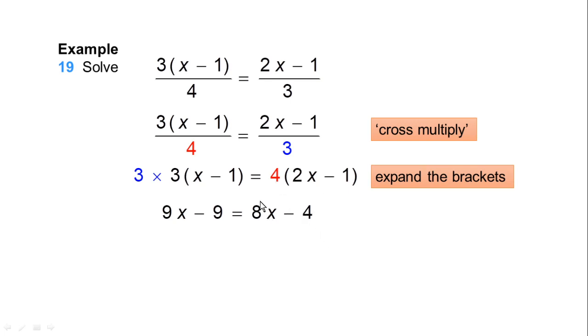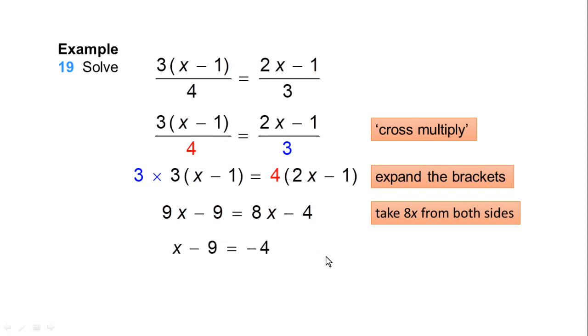And then I'll take away this 8x. 9x minus 8x is x. Then it will become x minus 9 is equal to negative 4, because negative 4 will be left behind there. I'll add 9 to both sides. It will become x is equal to 5. So this is our final answer.